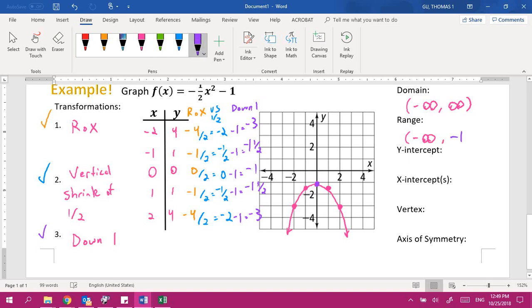Oh, I switched it around. Yeah, because isn't negative infinity lower than negative 1?